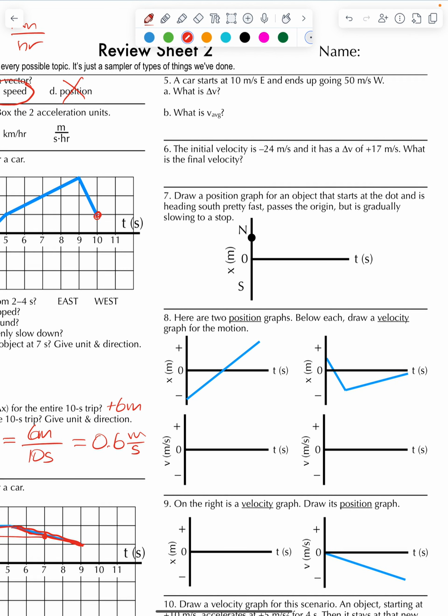The initial velocity is negative 24 meters per second, and it has a change in velocity of positive 17 meters per second. What is the final? And remember, always the final whatever is just the initial whatever plus how much it changes by. Yes, write down that equation, but it's kind of common sense. To get the final value, you just take the initial value and add to it how much it changed by. So conveniently, it already gave me positives and negatives. So I take my initial of negative 24 meters per second, and I'm adding how much it changed by, which is positive 17 meters per second. So I get negative 7 meters per second.